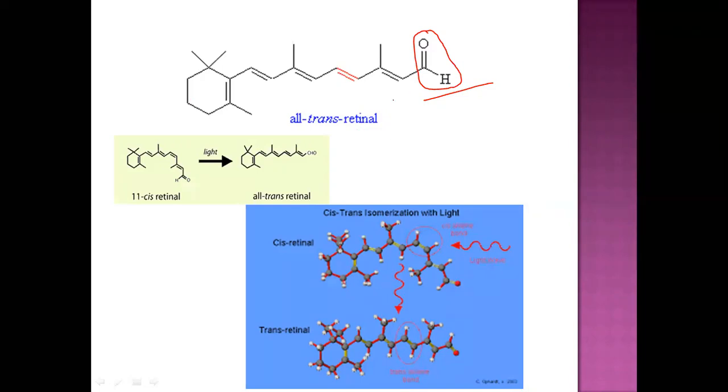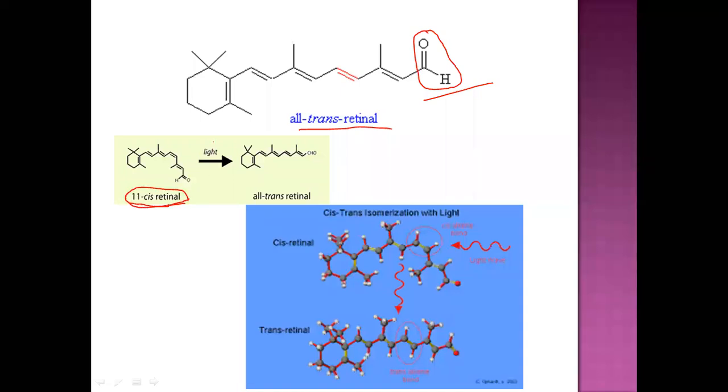Okay, so here trans retinal. This is a trans because we are seeing various double bonds present here. Okay, a number of double bonds between two carbons, and in that, these carbon bonds are present in a trans position. All are in the trans position. Okay, this is the structure of trans retinal. But basically in our eyes there is 11-cis retinal. It is present in the cis form.